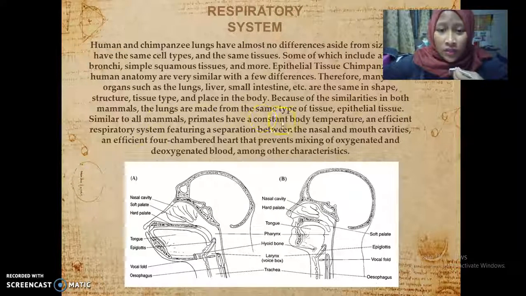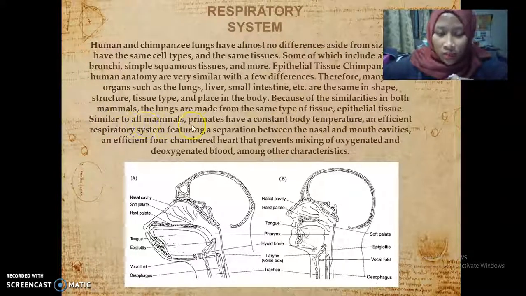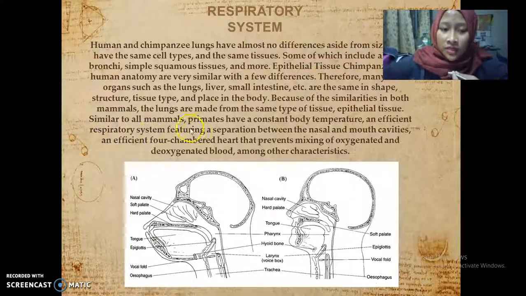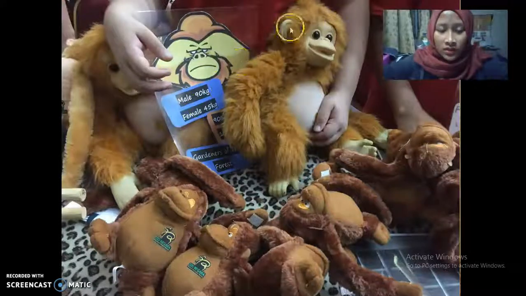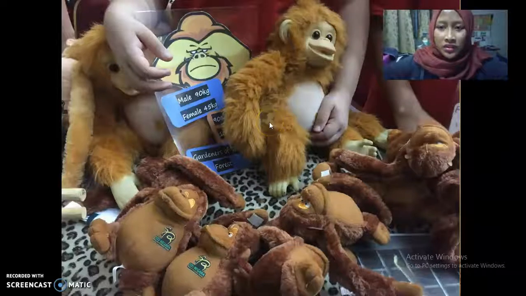The lungs are made from the same type of tissue, which is the epithelial tissue. Similar to other mammals, primates have a constant body temperature, and the respiratory system features a separation between the nasal and mouth cavity. We can see here that the nasal cavity and the mouth cavity are separate, and the structure is very distinct. Next, this is the image that I captured during the carnival.